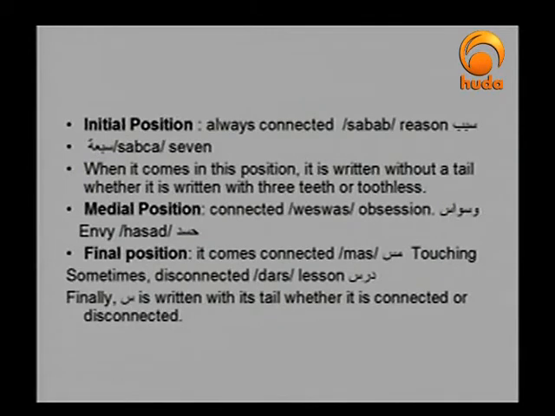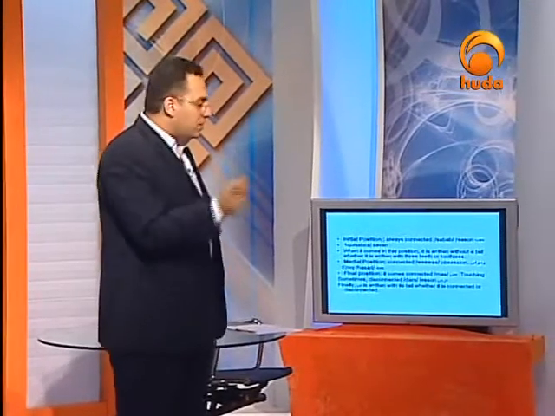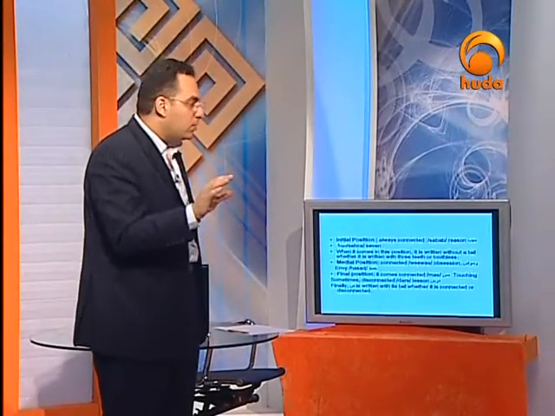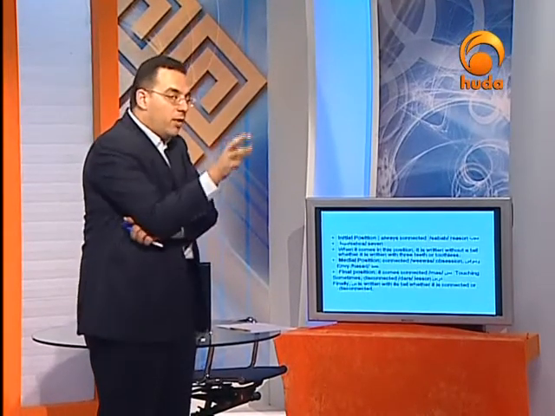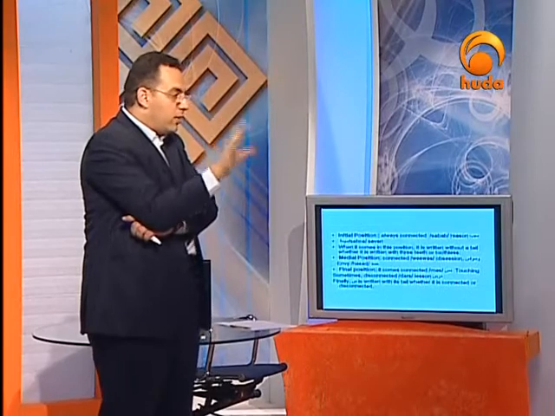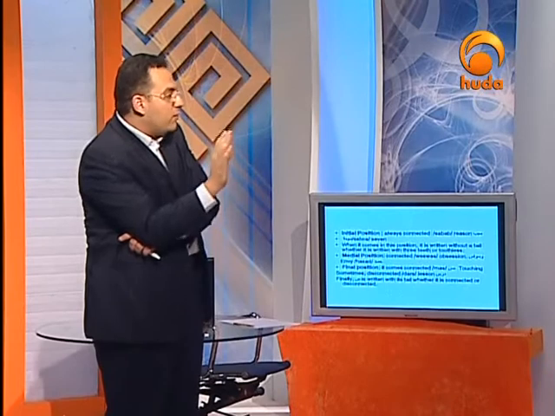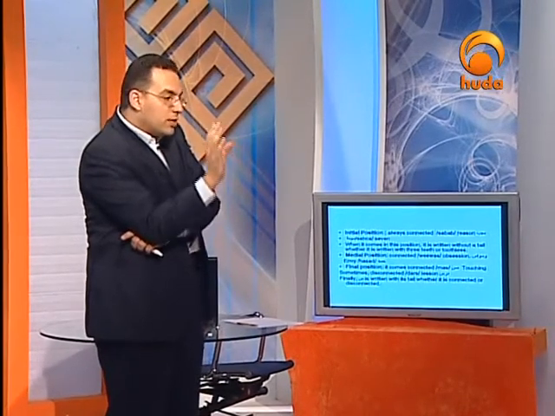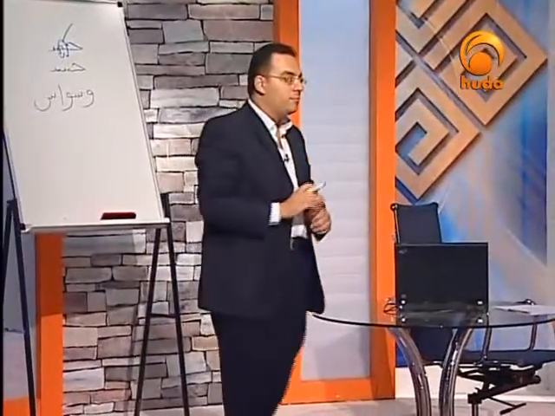Finally, Sa is written with its tail, whether it's connected or disconnected. I would say it could be here in this form, or in this case. It could be close to Jim and Ha and Kha when it comes in the final position. It comes also disconnected. And sometimes, Jim, Ha and Kha all come connected with the previous letters, but they have their own tails. So it's the same for Sa. When it comes in the final position, it also comes with a tail. Let me just write that here. Here also in Wiswas we have 2 shapes of Sa.